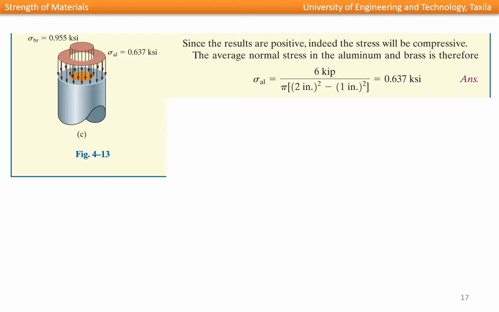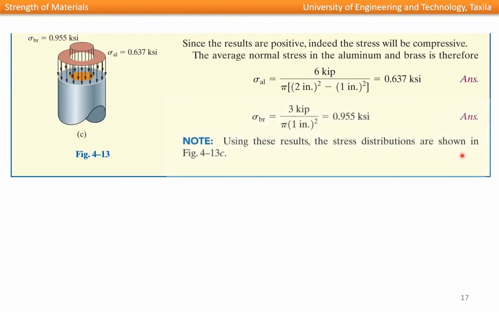The average normal stress in the aluminum and brass is therefore the force in the aluminum divided by the area of the aluminum tube. So force in aluminum is 6 kip and the area of aluminum tube is equal to pi r square. Here it is to be noted that the aluminum tube is hollow from inside. So we will use pi into external r square minus internal r square. So it becomes 0.637 ksi.